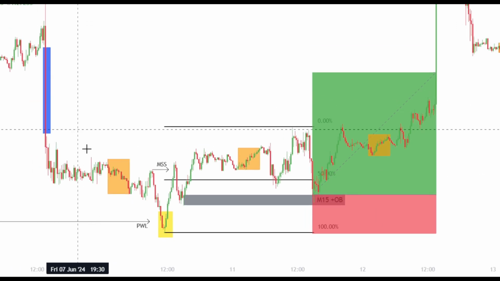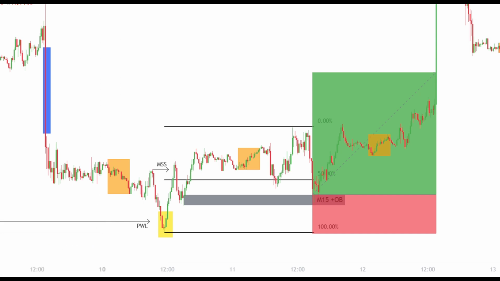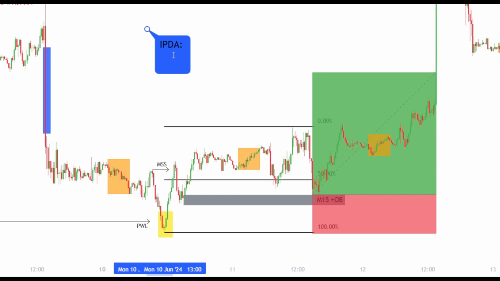This is essentially how the markets work, right? So the markets operate off something called the interbank price delivery algorithm, and we've literally gone over the interbank price delivery algorithm without even mentioning it in this case study, right? So the IPDA itself is based upon 3 things, right? It's based upon liquidity. The markets want to target liquidity, the markets want to target fair value gaps that have not been filled, and the market moves from a discount to a premium, or from a premium back down to a discount if this was a bearish case study, right?